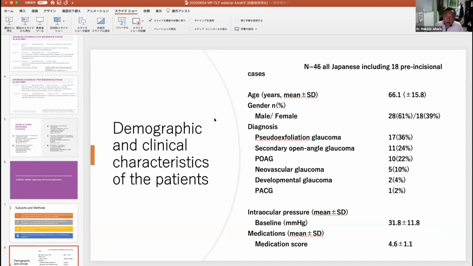These are the demographic and clinical characteristics of the patients. The age is 66, with 28 men and 18 women. Pseudoexfoliation glaucoma is 36%, secondary glaucoma is 24%, POAG is 22%, neovascular is 10%, and developmental glaucoma is 4%, and 1 case is PACG. The baseline IOP before treatment is 31.8 mmHg, and the medication score is 4.6.